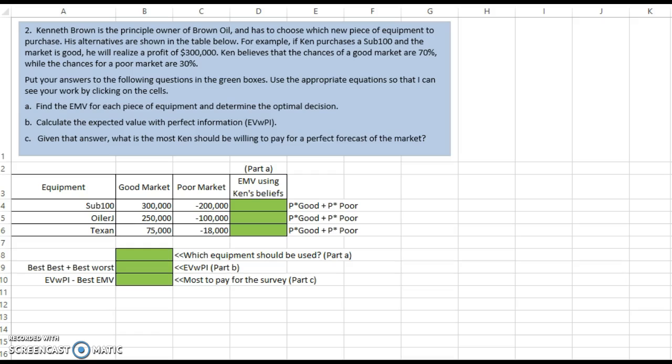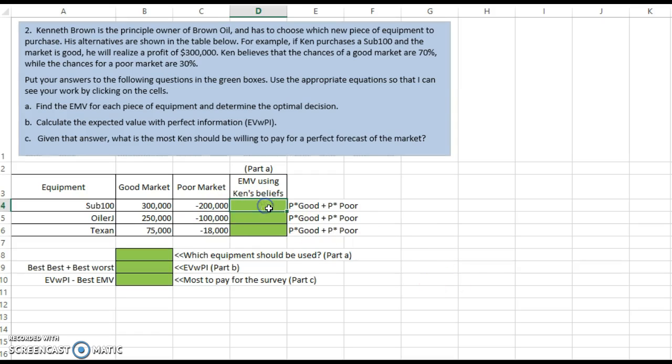And again, you will have read about this in your textbook this week. But expected monetary values allows you to determine what is the overall value of an investment considering the potential different states of results. So in this situation, again, you've got a good market that it could be, or it could be a poor market. And up in the paragraph, it tells us the chances of a good market are 70%. Chances of a poor market are 30%.